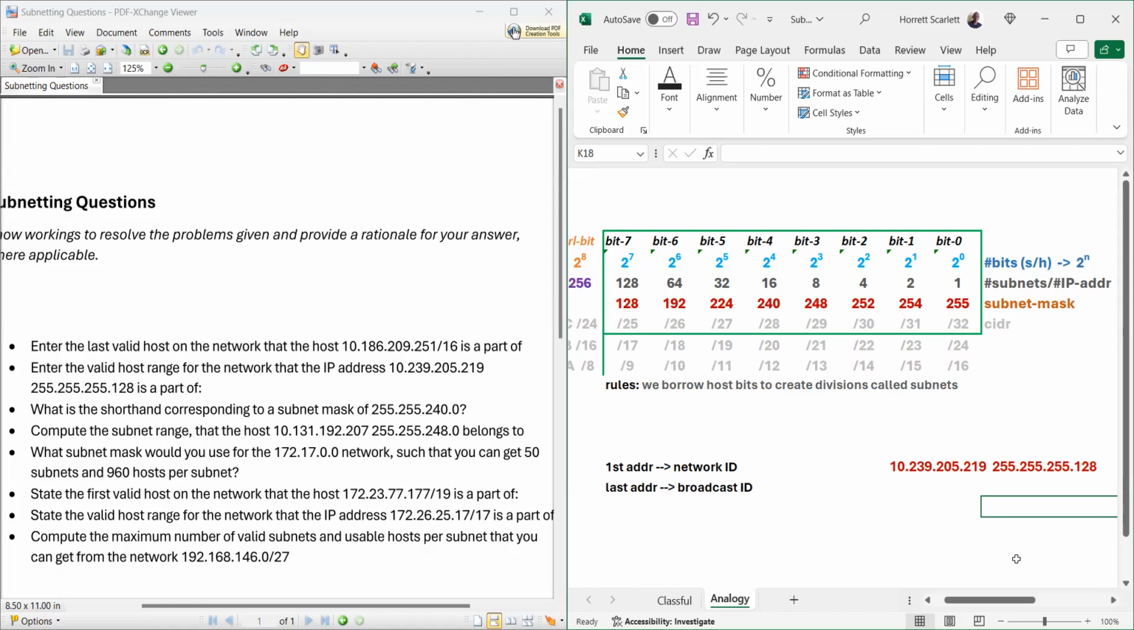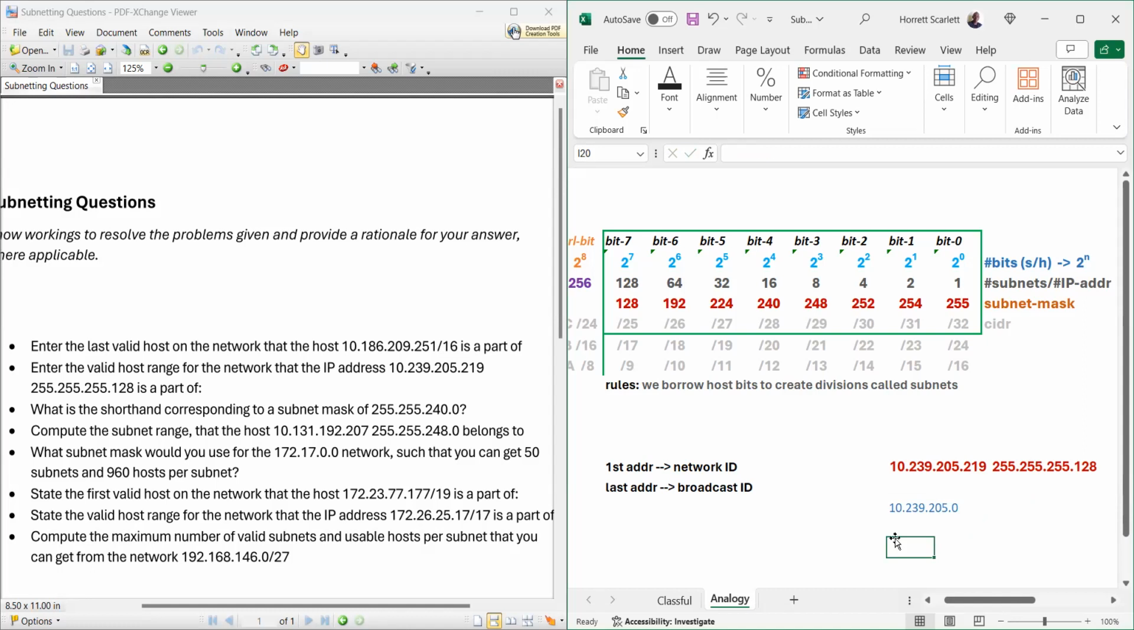Continue. All right, so I'm just working from what I saw in the video. I could be wrong, but the constants would be 10, 239, and 205. Right? So 10.239.205, yes. Then we'll put a dot zero for now. Yeah, continue.